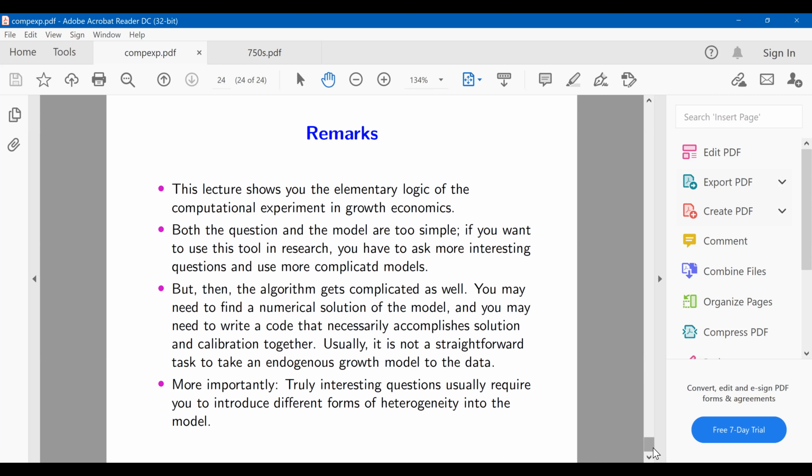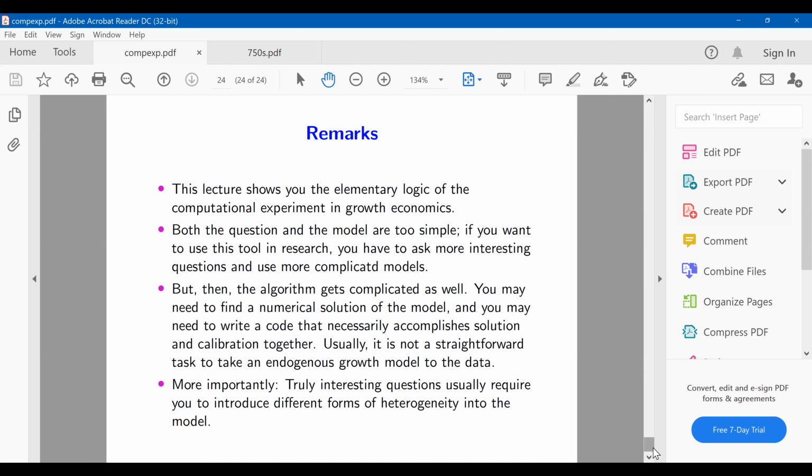So this is the teaching part. In research, if you want to use such stuff, typically the model will be, of course, more complicated. And you will see what I mean by that in a couple of weeks when I show you my 2019 paper.